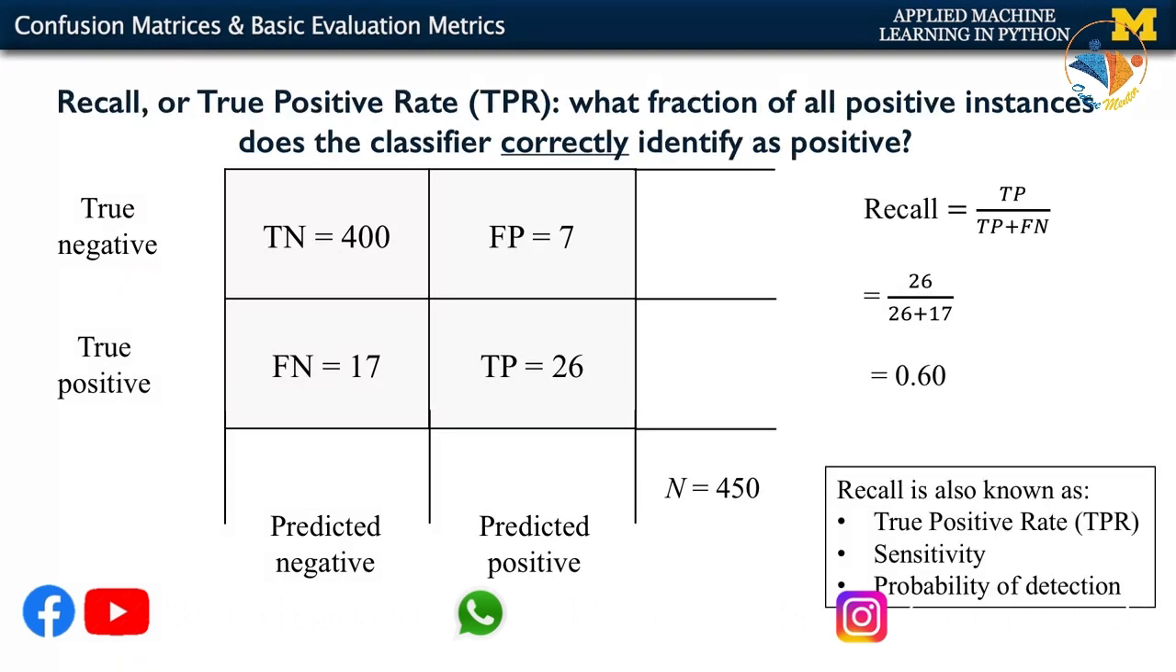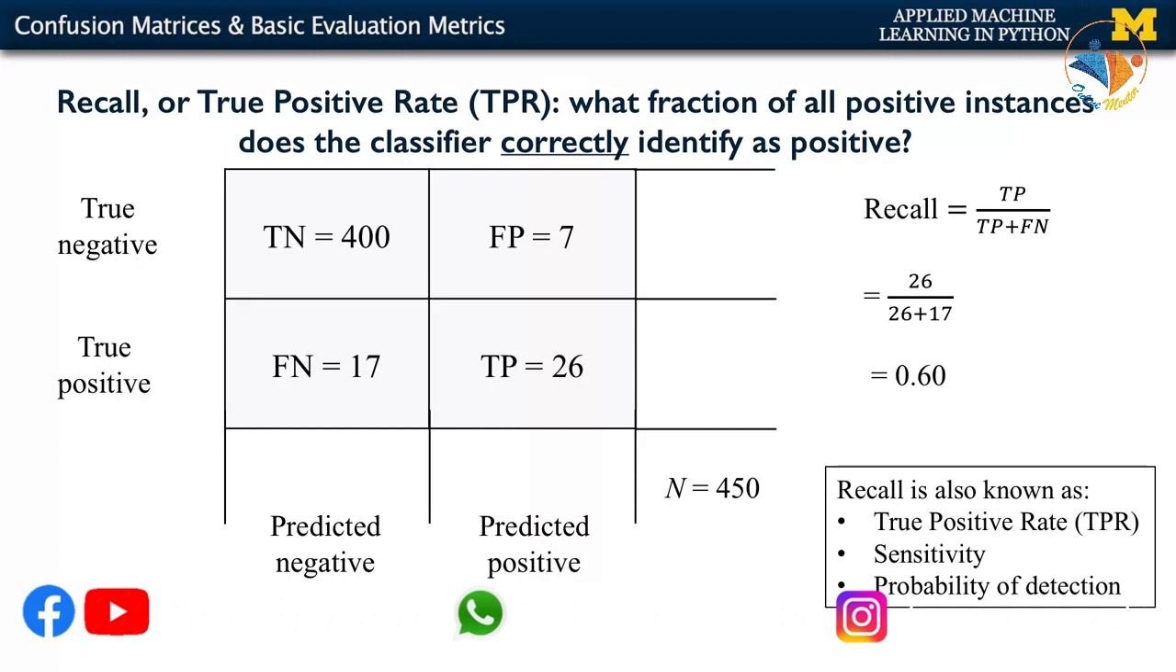Now for a more interesting example, let's suppose, going back to our medical tumor detecting classifier, that we wanted an evaluation metric that would give higher scores to classifiers that not only achieved a high number of true positives, but also avoided false negatives, that is, that rarely failed to detect a true cancerous tumor. Recall, also known as the true positive rate, sensitivity, or probability of detection, is such an evaluation metric, and it's obtained by dividing the number of true positives by the sum of true positives and false negatives.